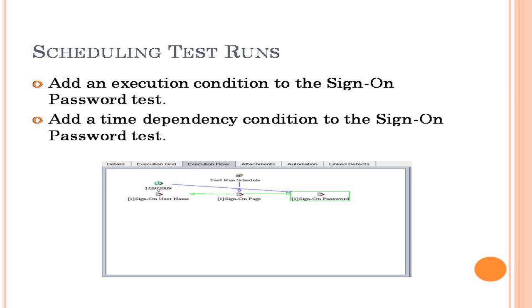7. Add an execution condition to the sign-on password test. Add the same execution condition as described in Step 5 for the sign-on password test. This time select Sign-on username from the test box in the New Execution Condition dialog box. 8. Add a time dependency condition to the sign-on password test. Add the same time dependency condition as described in Step 6. Click OK to close the Run Schedule dialog box. Your conditions are displayed in the execution flow diagram.